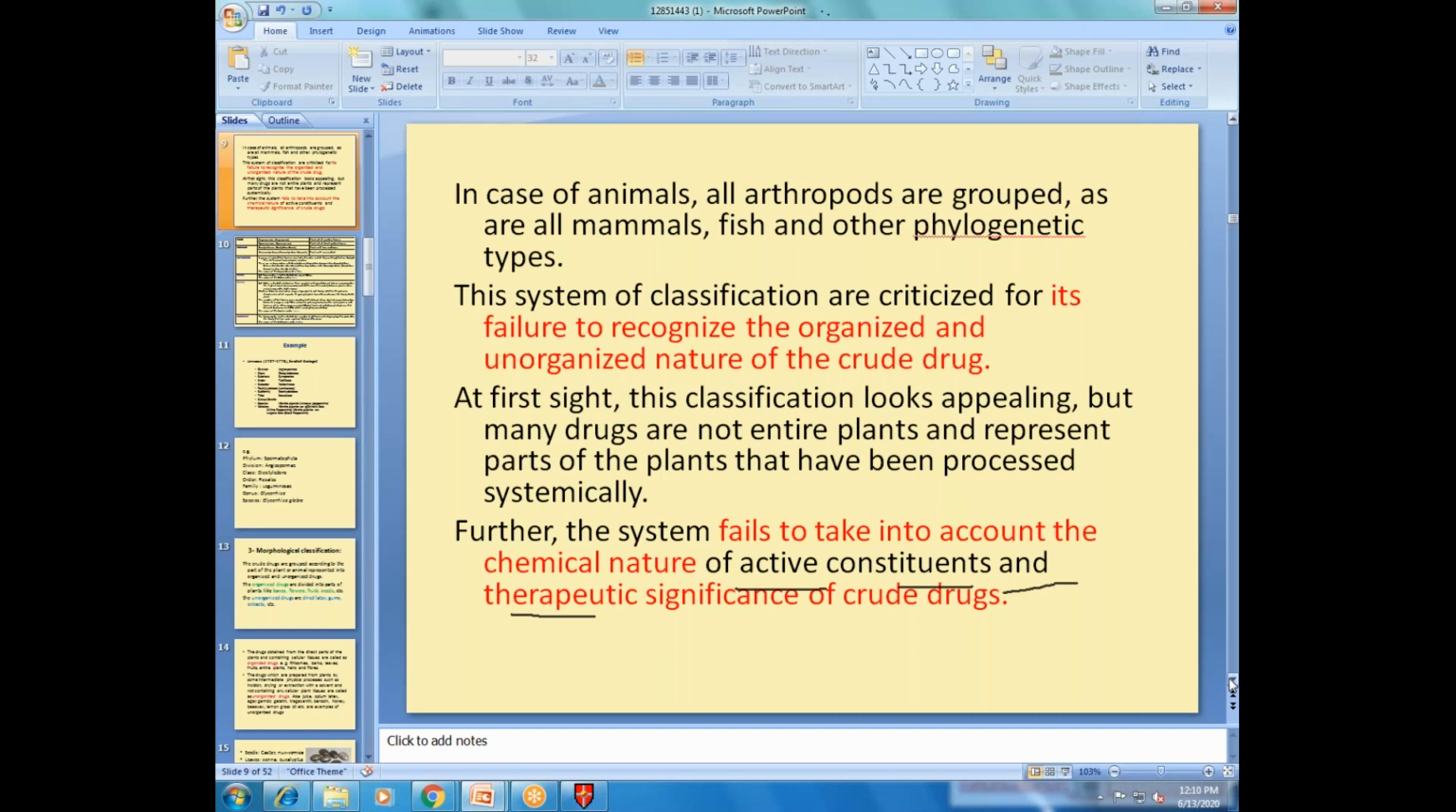Further, the system fails to take into account the chemical nature of active constituents. Sorry, I was explaining chemotaxonomy before. In taxonomy, we consider only the morphological characteristics of the different plants. So here it fails to account for the chemical nature. We don't consider the chemical nature at all. Since there is a similarity between two plants, we group them into one taxonomical group. So it fails to account for the chemical nature and the therapeutic significance of the drugs.